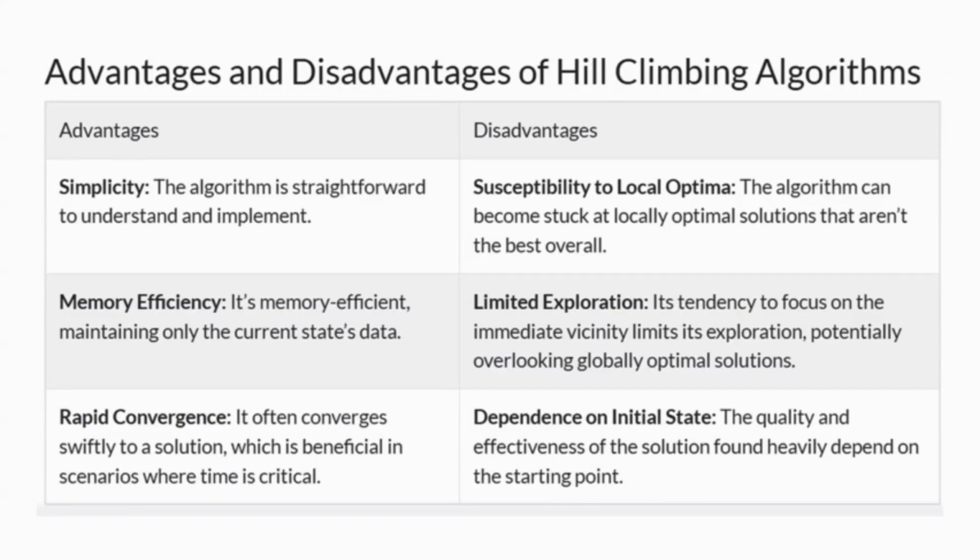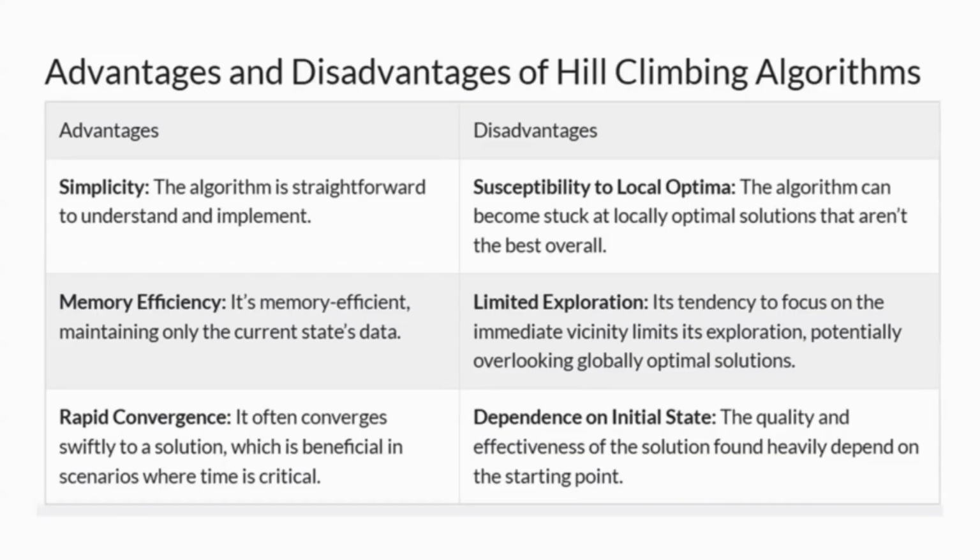It is efficient because it only needs to store and process the data for the current state and its immediate neighbors. It does not need to keep track of the entire search history. So it is memory efficient. That's it. Then we have rapid convergence. It often converges quickly to a solution, though often a local one, which is beneficial in scenarios where time is a critical factor.